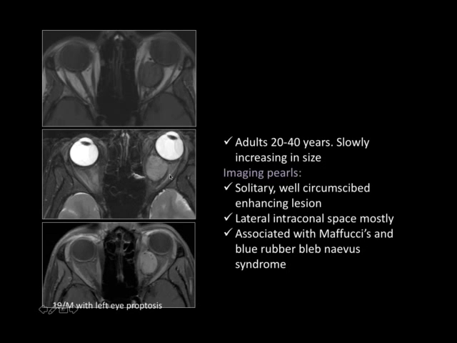Just compare capillary hemangioma versus cavernous. Capillary was ill-defined, going everywhere. Here it is so localized. And syndromes would be Maffucci's and blue rubber bleb nevus syndrome. This is cavernous hemangioma. Okay.